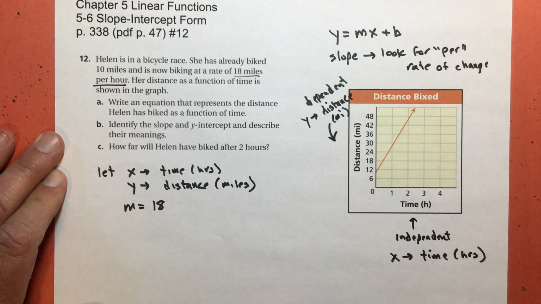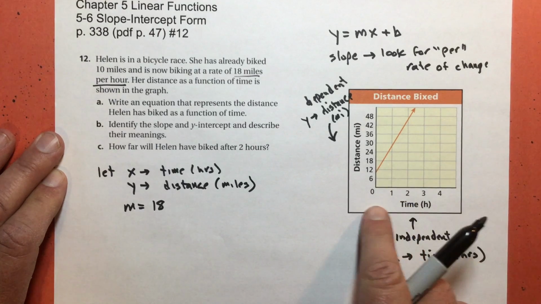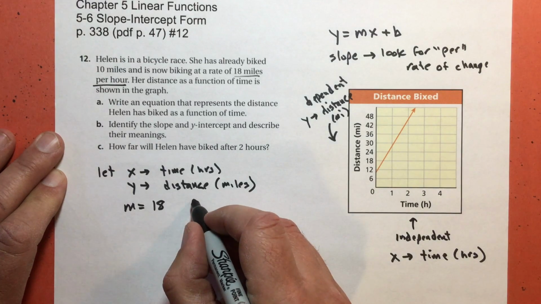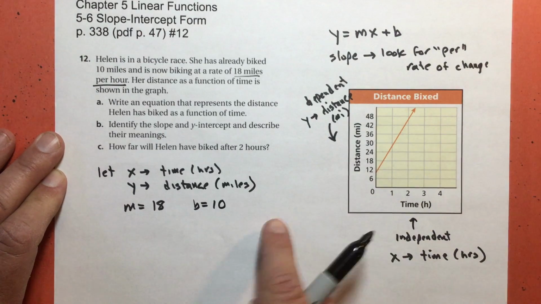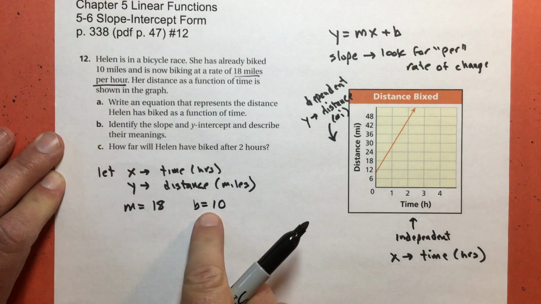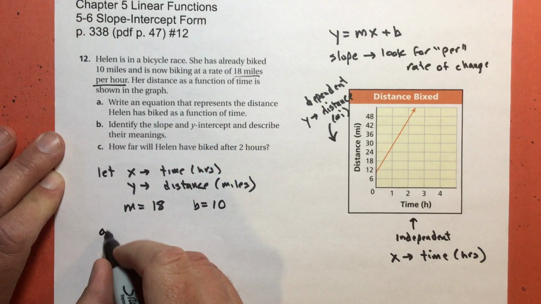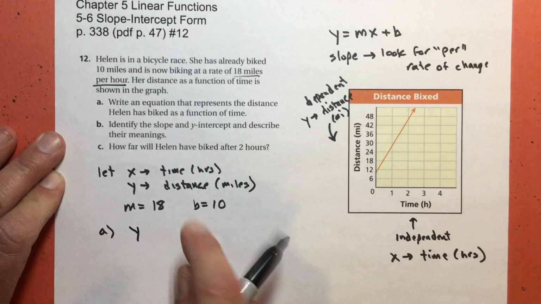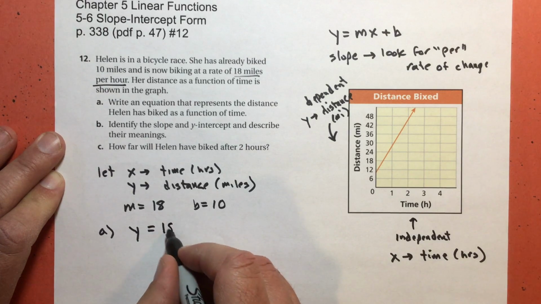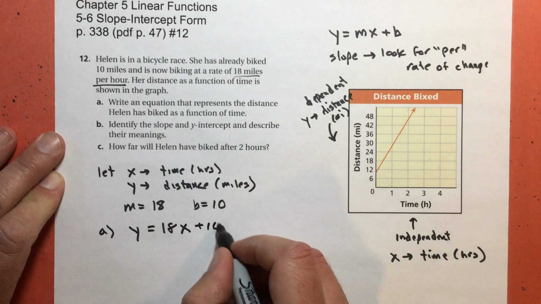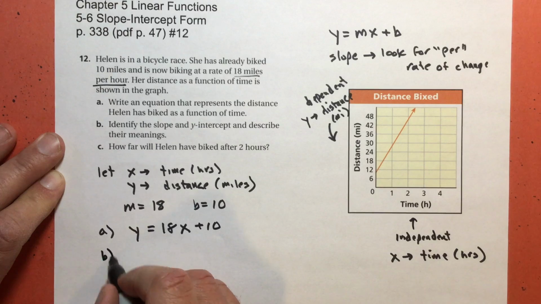Her speed has been different, which becomes a different type of problem. Again, calculus. We're just saying that when we start her time, she's already been biking for 10 miles. So the y-intercept, where we're going to start keeping track of her, is at 10 miles. So to write the equation that represents the distance for part A, y, her distance, is going to be 18 miles multiplied by every hour that she's going to bike, plus the 10 miles that she already started.